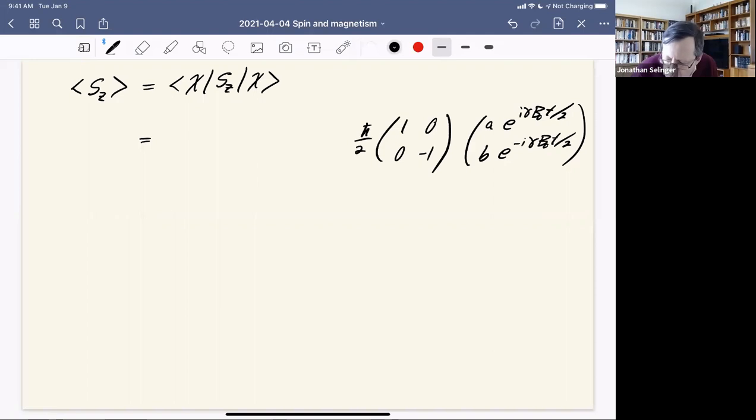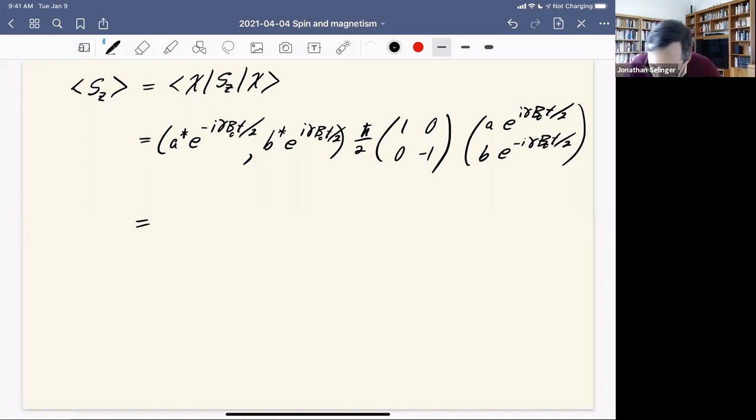Then we need the chi bra. That's a row vector, which is the complex conjugate of everything that goes in the ket. So this is A star e to the minus I gamma B naught T over 2, and then B star e to the I gamma B naught T over 2. All right, now let's do the matrix multiplication.